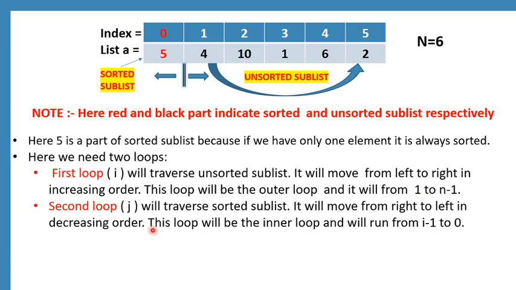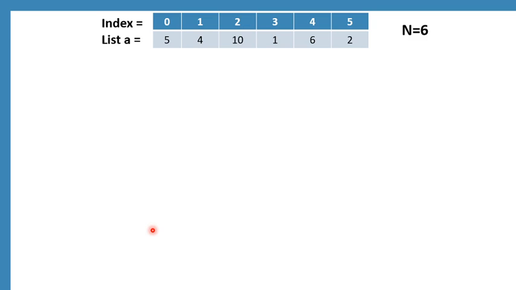Okay, now again these two are very key points, so we will quickly revise them. First loop belongs to the outer loop, and it is for the unsorted sublist, and it will move from left to right in increasing order, and the range for the outer loop is from 1 to n minus 1. The second loop is the inner loop, and it will move from right to left in decreasing order. It is used for the sorted sublist, and the range for the second loop is i minus 1 to 0. Now coming to the example, this is our example.